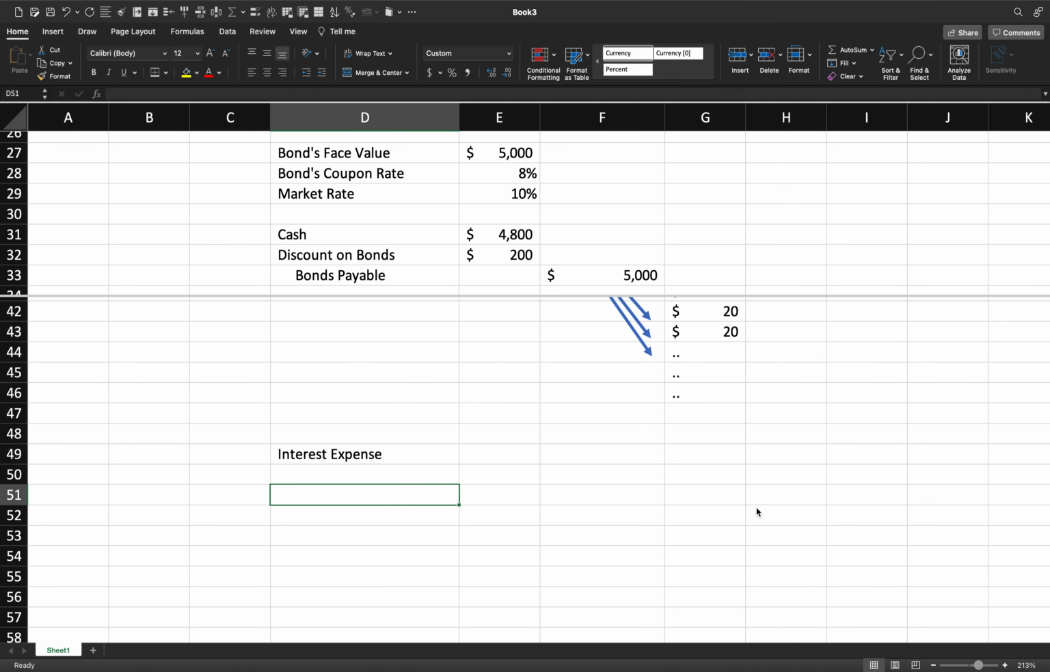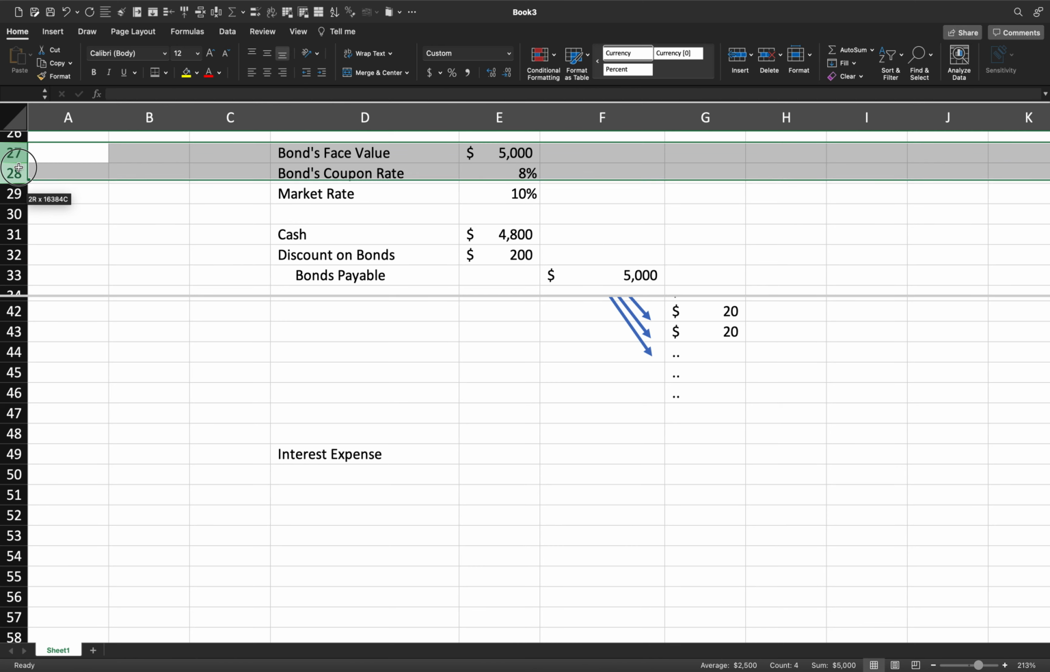Okay, so let's continue onwards. Let's say we've recorded the issuance of the bond correctly. We've accounted for the discount on bonds payable as a discount of $200. We've accepted $4,800 in cash. And now a year has elapsed, and now it's time for us to pay our creditor the amount that we said we would owe them, which would theoretically just be the face value times the coupon rate. Because remember, this is what they have in their hands. This is what they're expecting to be paid, right?